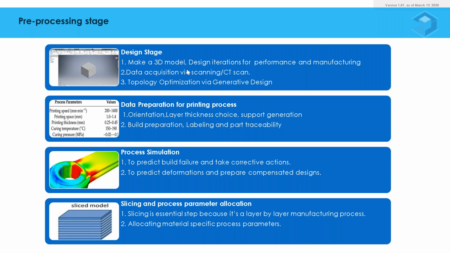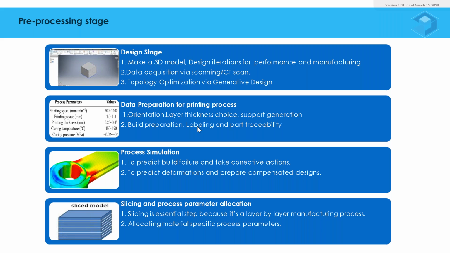That's how the design phase is made very robust. Once that design is chosen, and how to make those choices, which process and which material, we discussed in our first webinar. Once those choices are made, then you go for the data preparation, converting that design data for the 3D printing process.